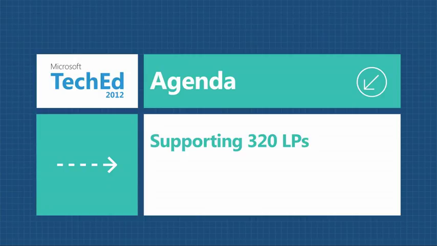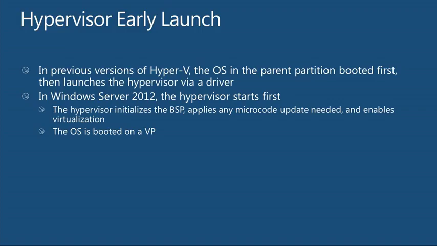For people who are familiar with the Windows architecture in general, you'll know that up until recently, just plain Windows Server couldn't go up to 320 logical processors. So what have we done to enable this? Well, the first thing we've done is something that we call hypervisor early launch. This is a big architectural change for us. And as is often the way, it's a big architectural change that's not at all obvious when you're using the platform.